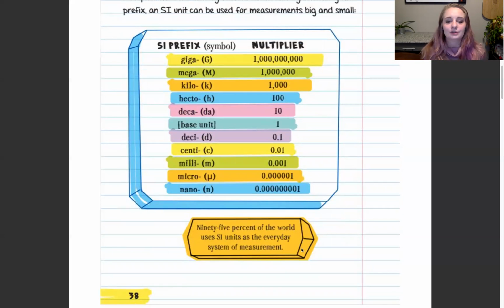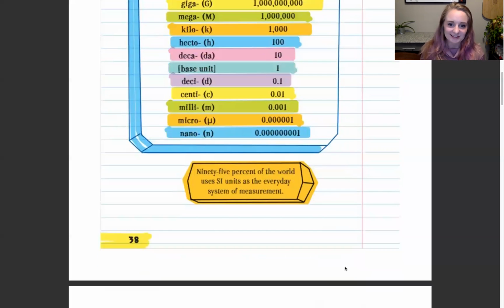95% of the world uses SI units as the everyday system of measurement. That 5% consists of Myanmar in Asia, Liberia in Africa, and the United States of America. And we all use imperial units. So like inches, feet, pounds, that kind of stuff.